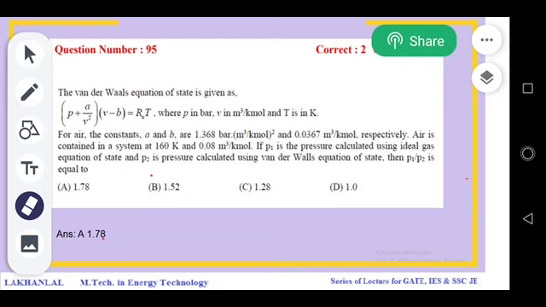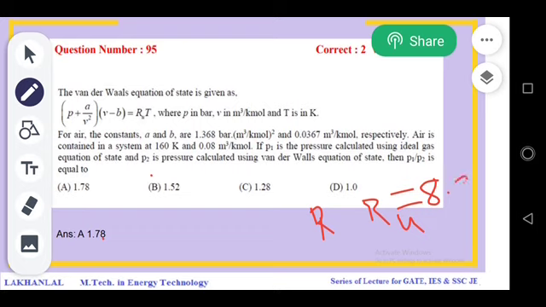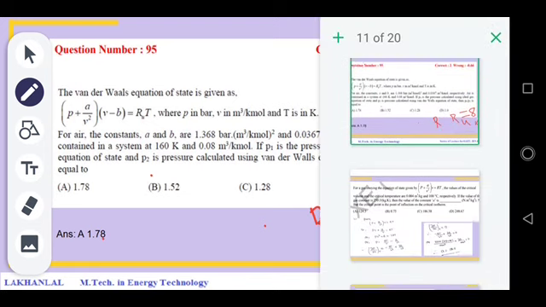The value of R universal, you should remember this, is 8.314 kilojoule per kilomole Kelvin. So the answer is A, 1.78. You just solve this problem, it's quite easy.